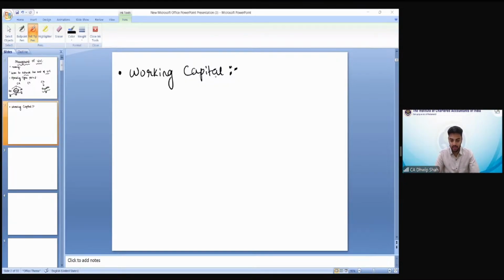Requirements to meet day to day, shows liquidity of the company. Okay. Krishna is correct. Neeraj is correct. All are correct. Capital we need for day to day operations. Okay. So yes, you all are correct.